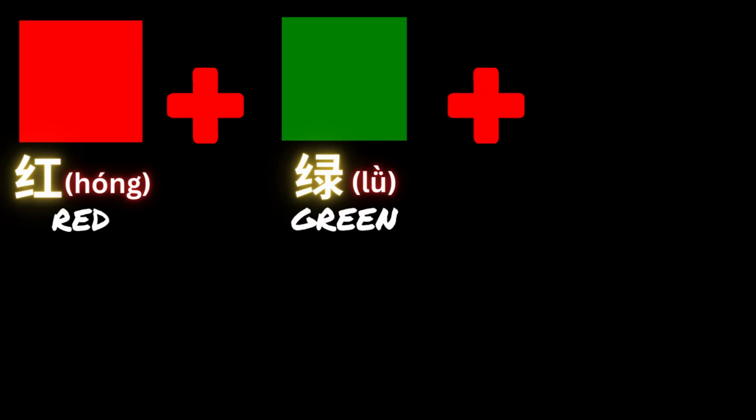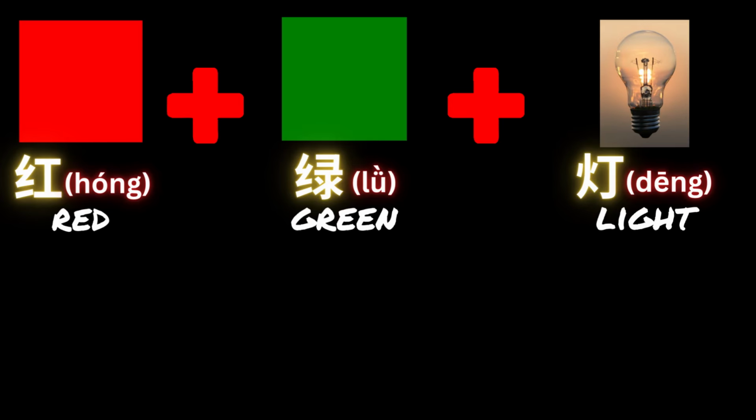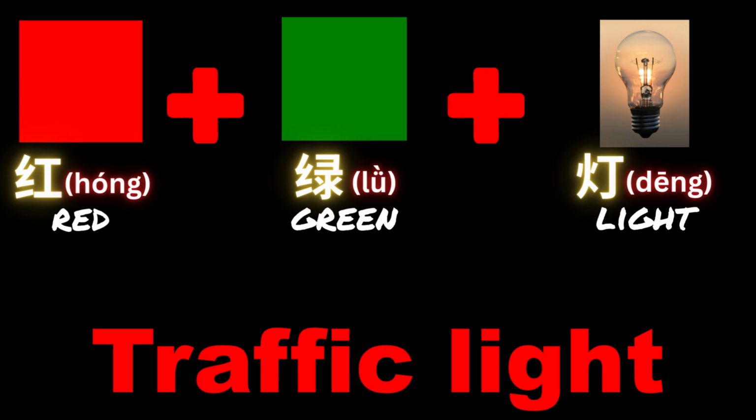This one is really, really easy. You'll definitely get it. Hong, lü, deng, 3 characters, and those mean red, green, and light, respectively. Yep, that's right. Hong, lü, deng means traffic light. Told you it was easy.